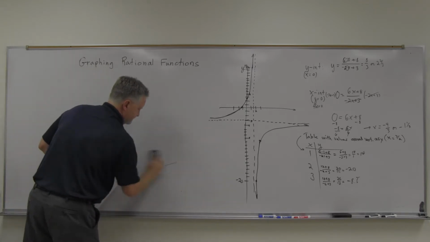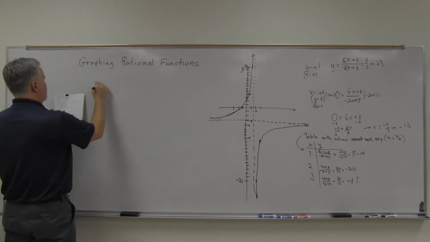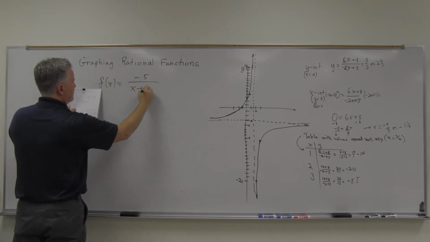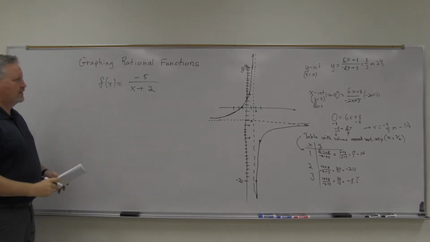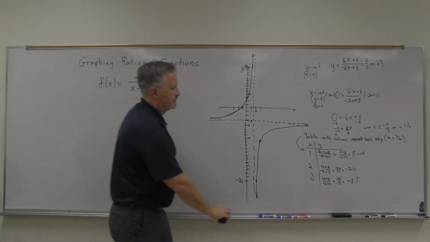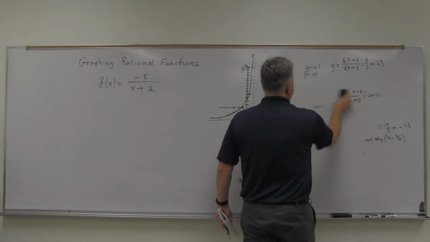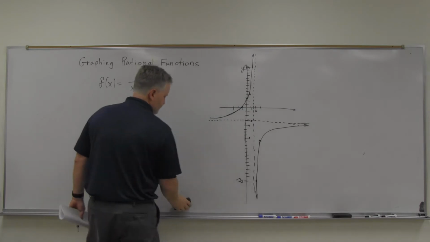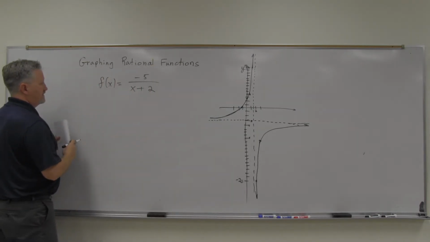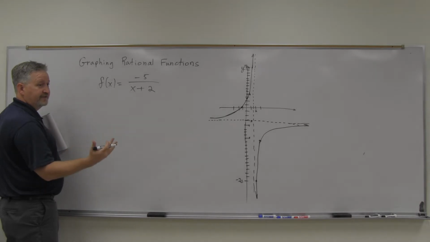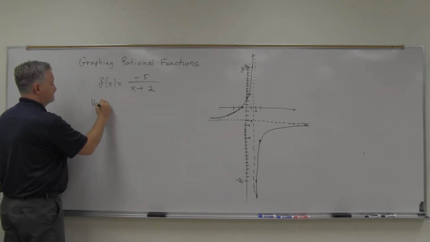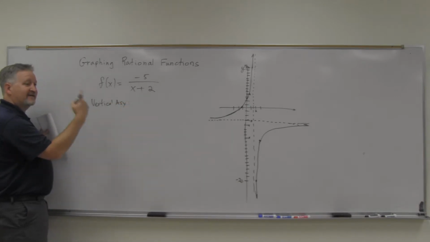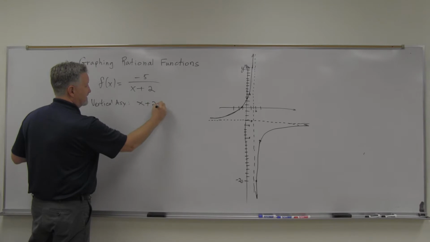All right. This one's going to be f of x equals -5 over x plus 2. Let's do basically the same stuff on this: asymptotes, intercepts, and a little table. Start with the vertical asymptote. Well, the vertical asymptote's easy. Denominator equals 0. That's x equals -2.